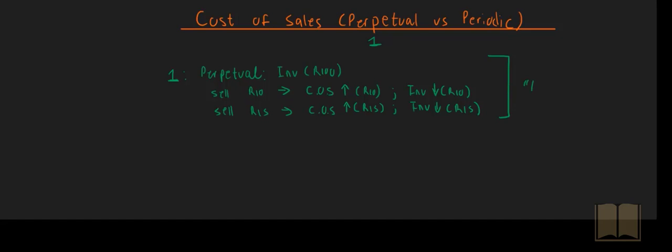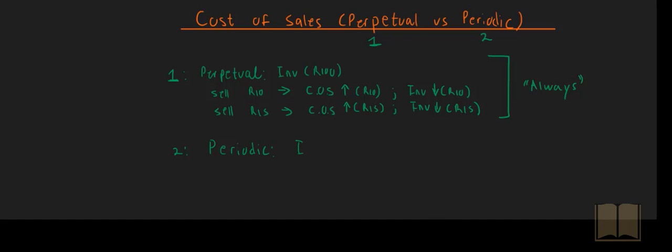This also is to say that when you're using a perpetual inventory system, you are always updating your cost of sales and your inventory. This is because you've got the technology and the resources to do so. Now let's have a look at a periodic inventory system.